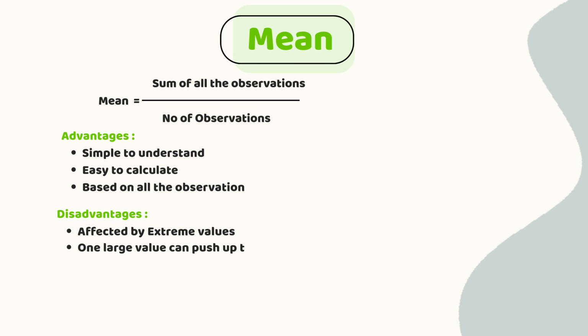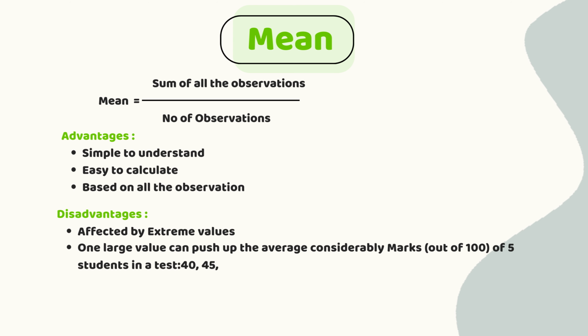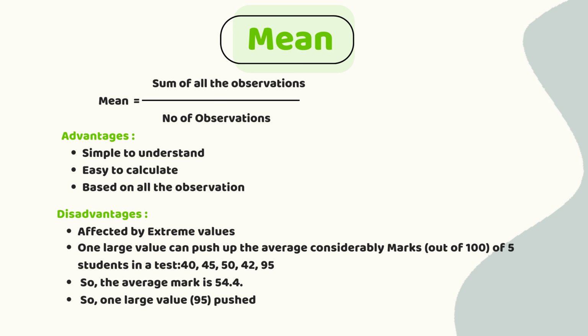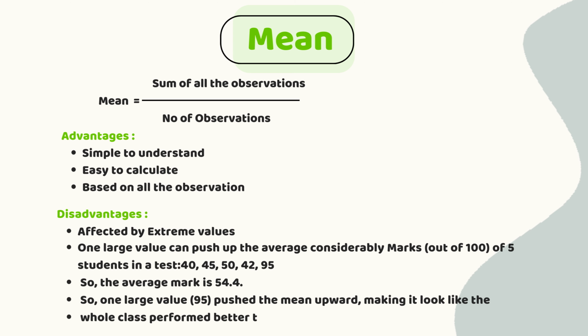For example, if the marks of the 5 students are 40, 45, 50, 42, 95, the average becomes 54.4. One high value, 95, pushes the mean up and makes it look like the whole class performed better than it actually did. So mean is not always the best choice.